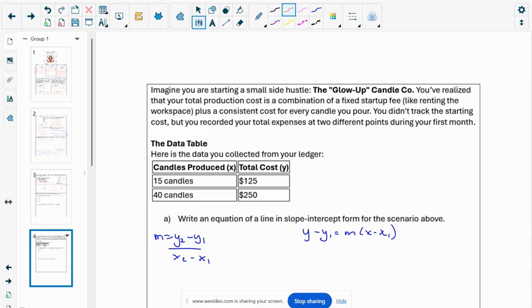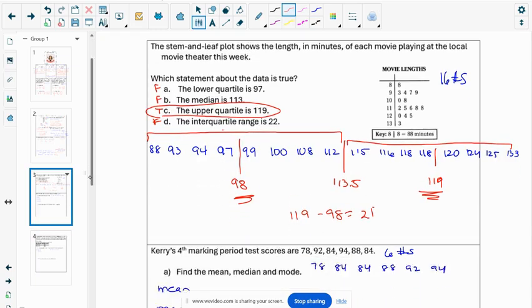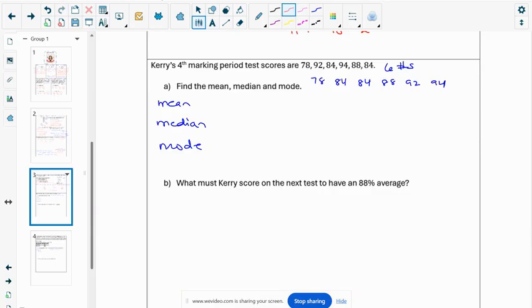All right, moving right along. Let's go do one down here. It says Carrie's fourth marking period's test scores are given. Find the mean, median, and mode. All right, so I put them in order. The mean is my average. So I added them all up and I divided by the number of scores there were, which is 6. So that's going to give me 86.7.